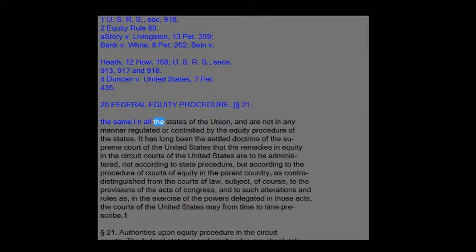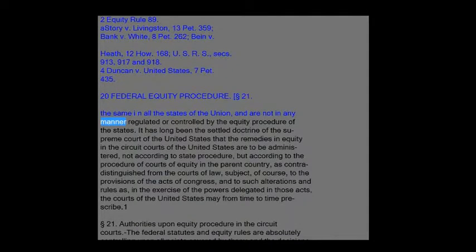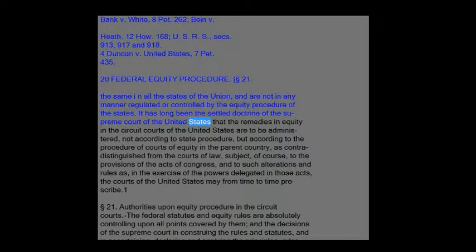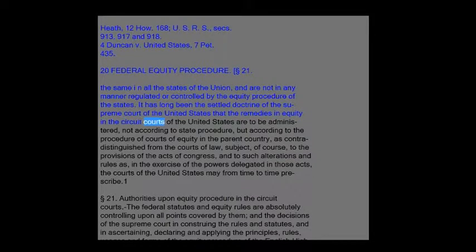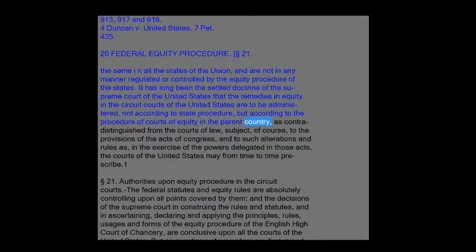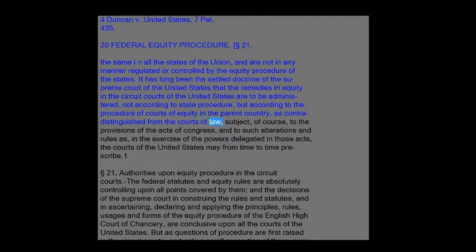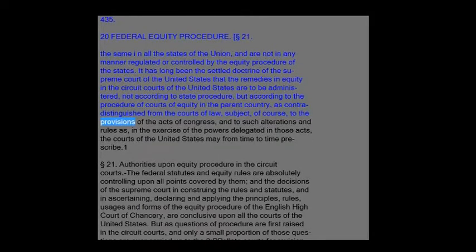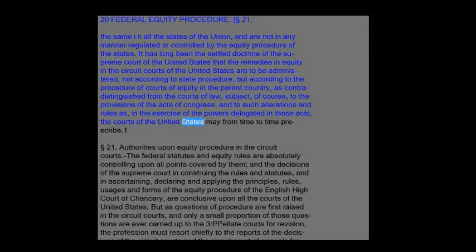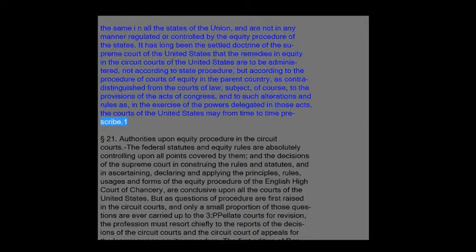21. The same in all the states of the Union, and are not in any manner regulated or controlled by the equity procedure of the states. It has long been the settled doctrine of the Supreme Court of the United States that the remedies in equity in the circuit courts of the United States are to be administered, not according to state procedure, but according to the procedure of courts of equity in the parent country, as contradistinguished from the courts of law, subject, of course, to the provisions of the acts of Congress, and to such alterations and rules as, in the exercise of the powers delegated in those acts, the courts of the United States may from time to time prescribe.